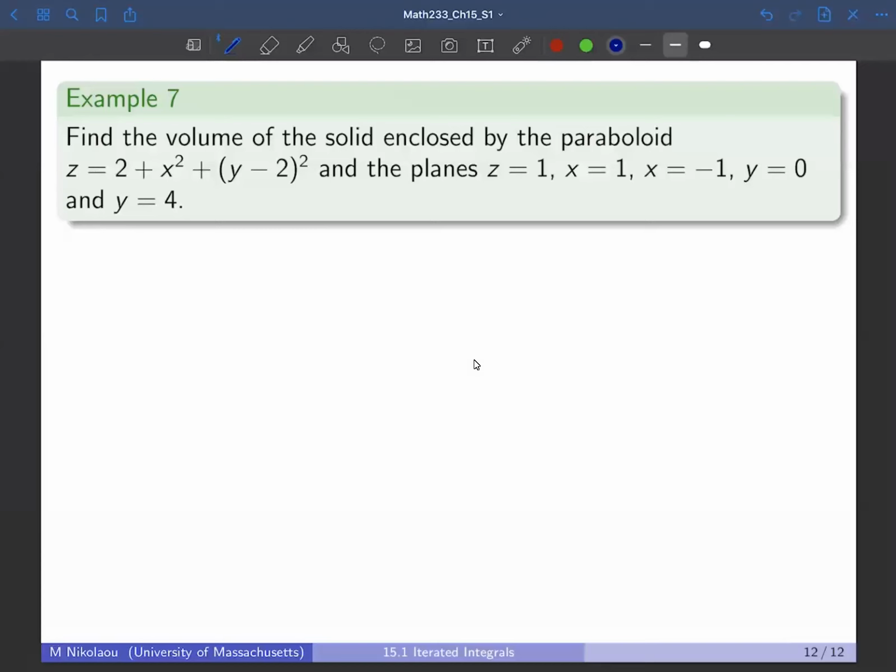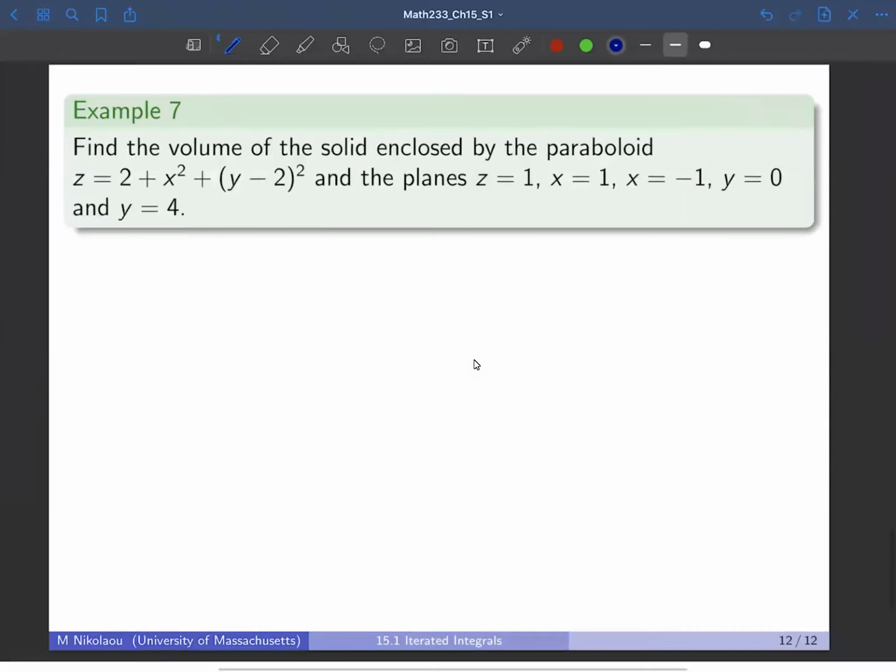So the solid will lie below the surface z equals 2 plus x squared plus (y minus 2) squared, and above the plane z equals 1, for -1 less than or equal to x less than or equal to 1, and 0 less than or equal to y less than or equal to 4.